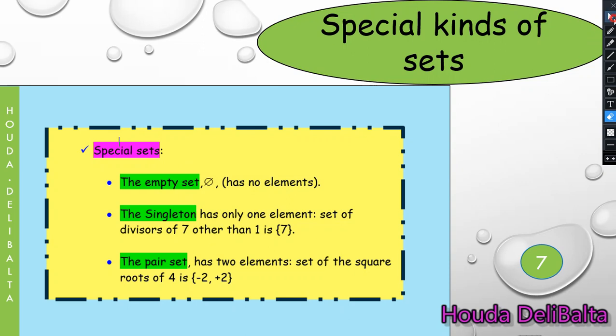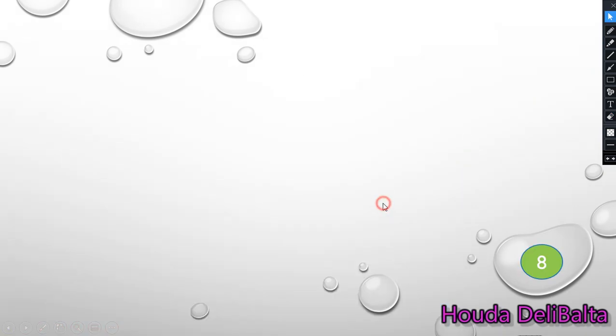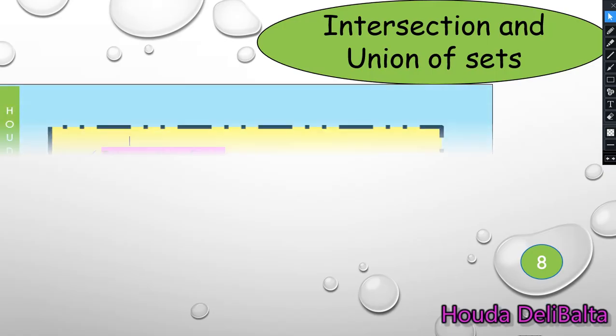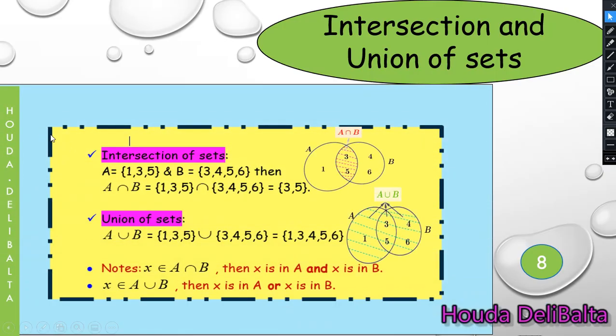Let's continue with what we have to know also. Intersection and union of sets. This is a very important idea. Intersection of sets. Take these examples. The set A includes 1, 3, and 5, and the set B includes 3, 4, 5, and 6.